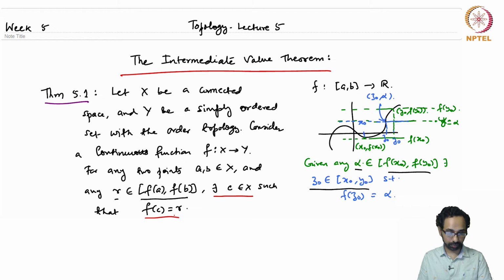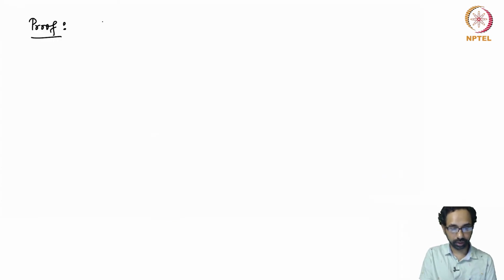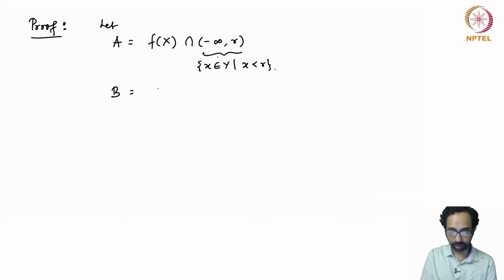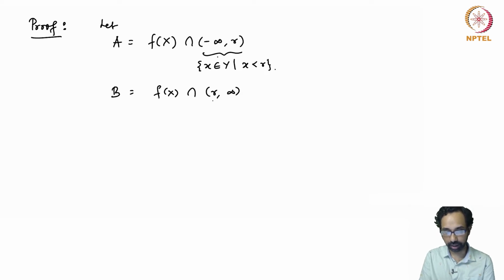So let us see a proof of this theorem. For the proof, let us take 2 sets. The first one, A, is just f(X) intersection with the ray from -infinity to r. Remember that this was just the set of points in Y such that x is less than r. And B, I take the intersection of f(X) with the ray on the other side, and this was the set of points in Y for which r is less than x.